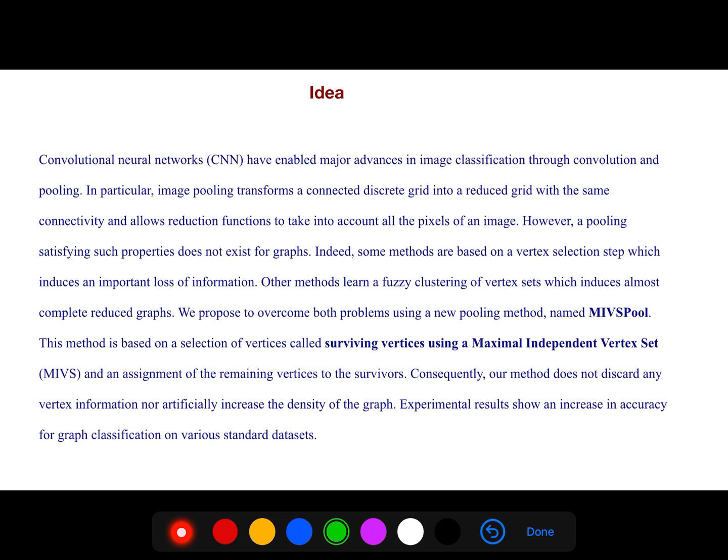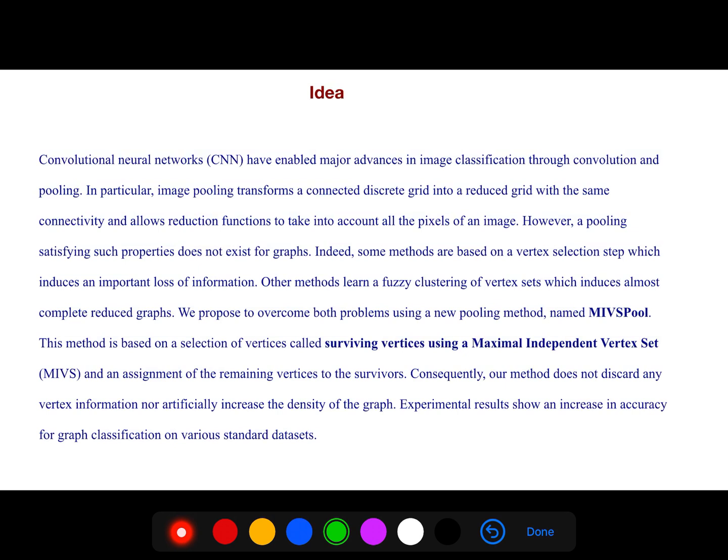Convolutional neural networks have enabled major advances in image classification through convolution and pooling. In particular, image pooling transforms a connected discrete grid into a reduced grid with the same connectivity and allows the reduction function to take into account all pixels of an image. However, a pooling satisfying such properties does not exist for graphs. Indeed, some methods are based on a vertex selection step, which induces an important loss of information. Other methods learn a fuzzy clustering of vertex sets which induces almost complete reduced graphs.